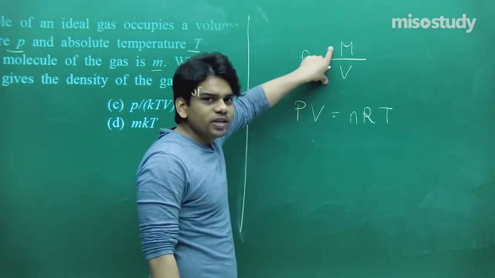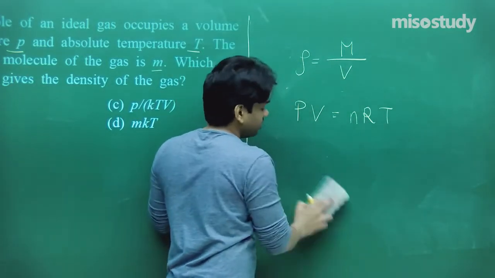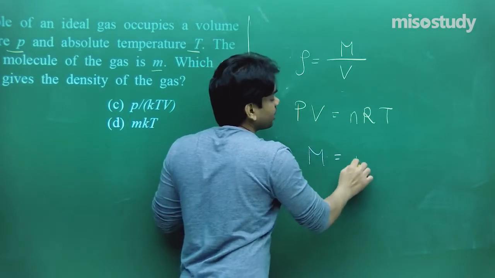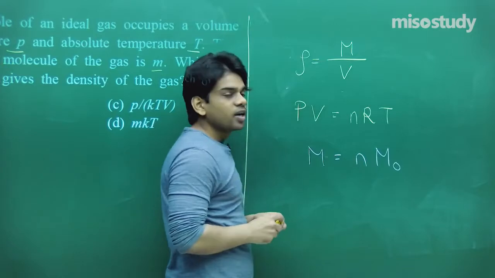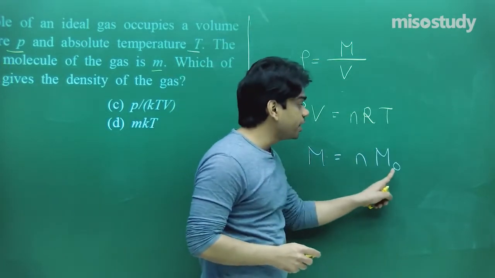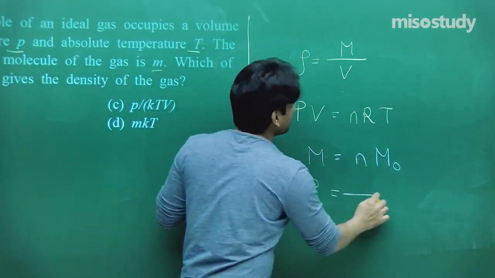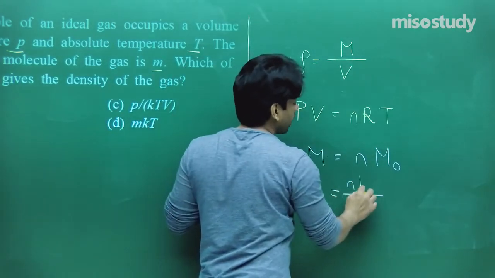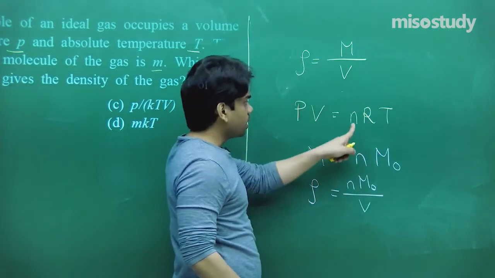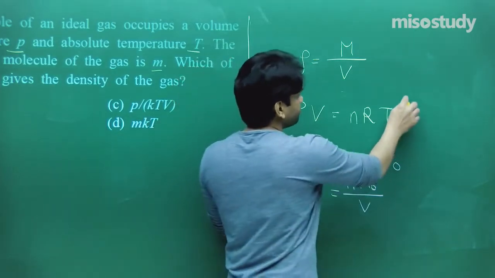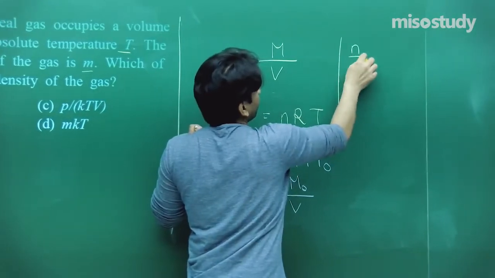Now the mass of the gas can be written as n into molecular weight, that will be m naught. N is the number of moles, into molecular weight. So we can write the mass of gas in this way. So rho can be written as mass m by V, so n into m naught by V. N by V, number of moles divided by volume. You see here from this equation, from PV equals nRT, we can write n by V.